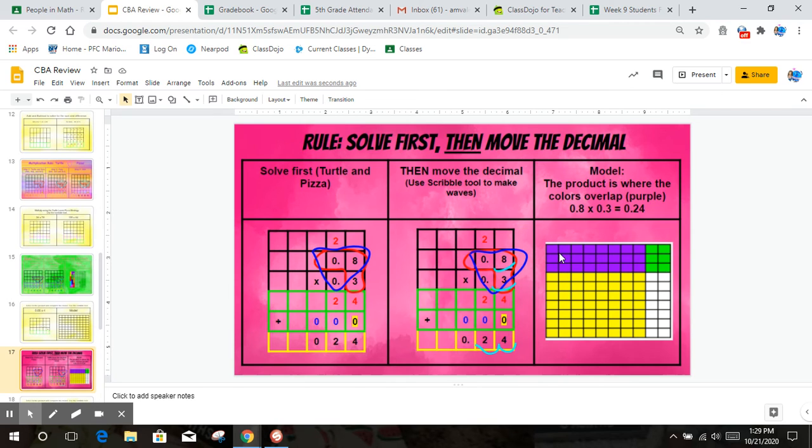Now, where did they overlap each other? They overlapped each other in this section right here, which comes out to 2,400. So if I come back and I count that purple, it should be 2,400s. 3, 6, 9, 12, 15, 18, 21, and then 24. So that's one way to double check that you did your model correct. Does this color where they overlap match your product? So check that to make sure.